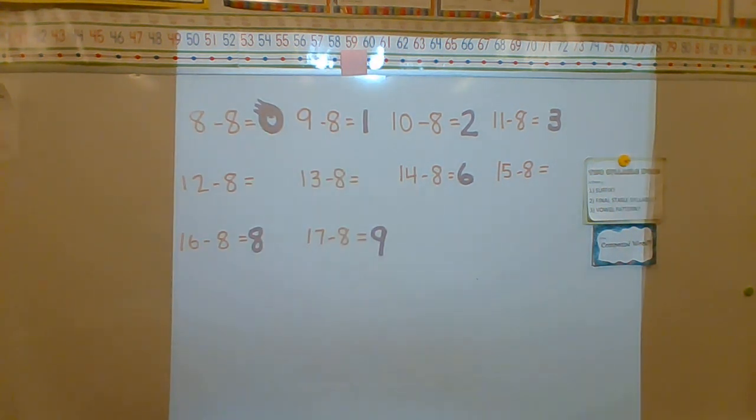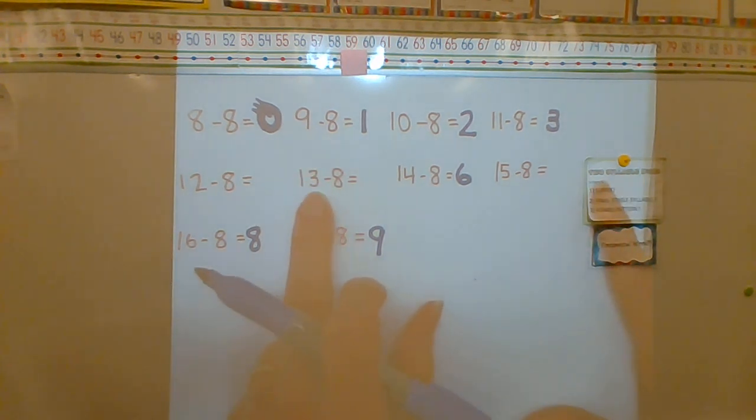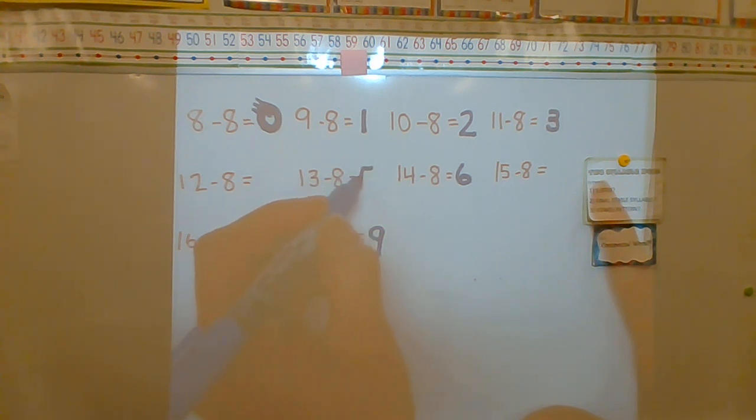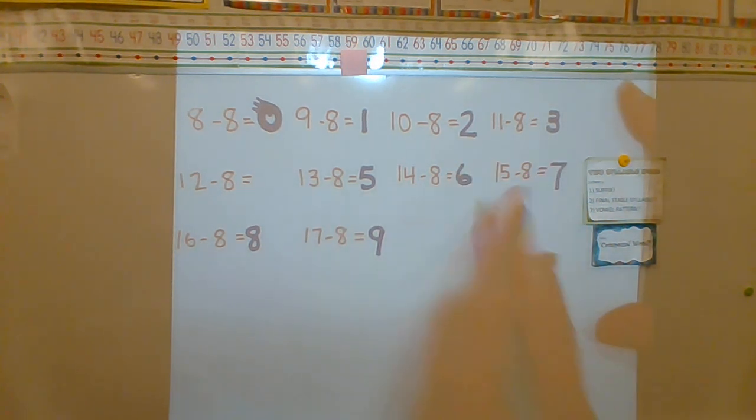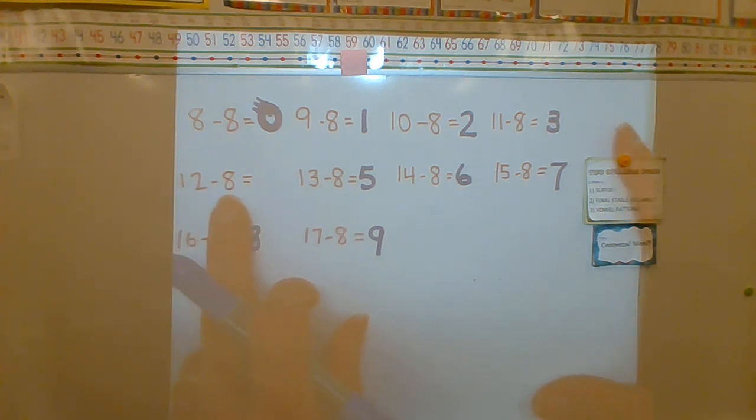Which of these has a difference of 5? That's right. What's different about 13 and 8? 5 is the difference. 5 plus 8 is 13. Which of these has a difference of 7? That's right. He's a doubles plus 1. 7 plus 8 is 15. And which of these, I wonder, has a difference of 4? That's right. 12 minus 8 equals 4. And we can double check. 4 plus 8 is 12. So those are the subtracting 8 facts.